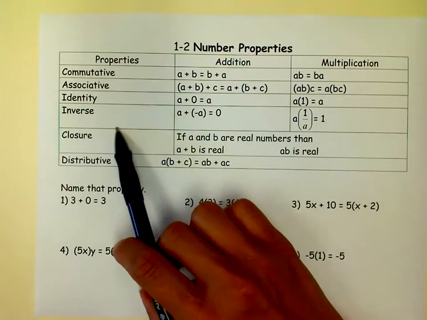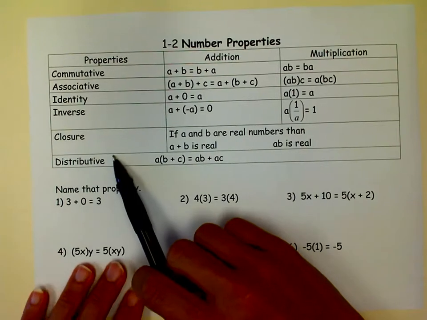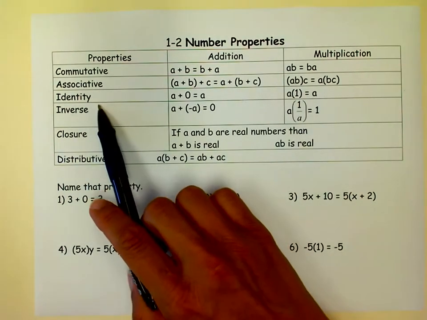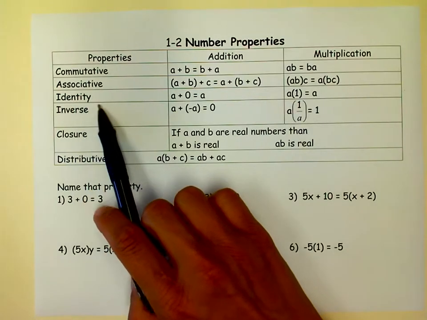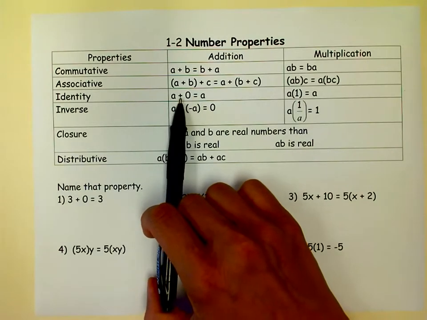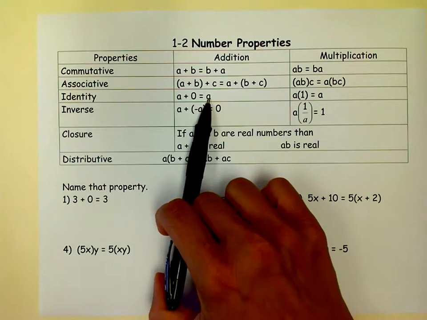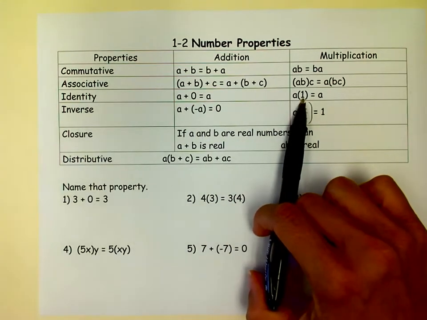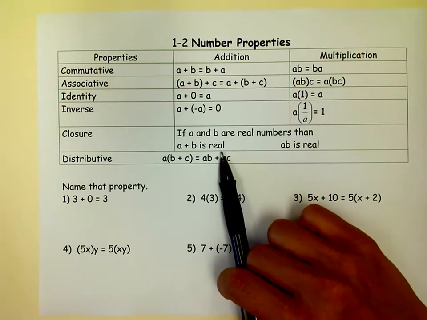Identity. I remember the identity one because if I look in the mirror, who do I see? I keep my identity. I don't see someone else, I see me. So a number has to keep its identity no matter what happens. The only way a number can keep its identity in addition is if you add a 0 to it, because when you add a 0, nothing happens. It keeps its identity. In multiplication, it's when I multiply by 1 that I keep my identity.